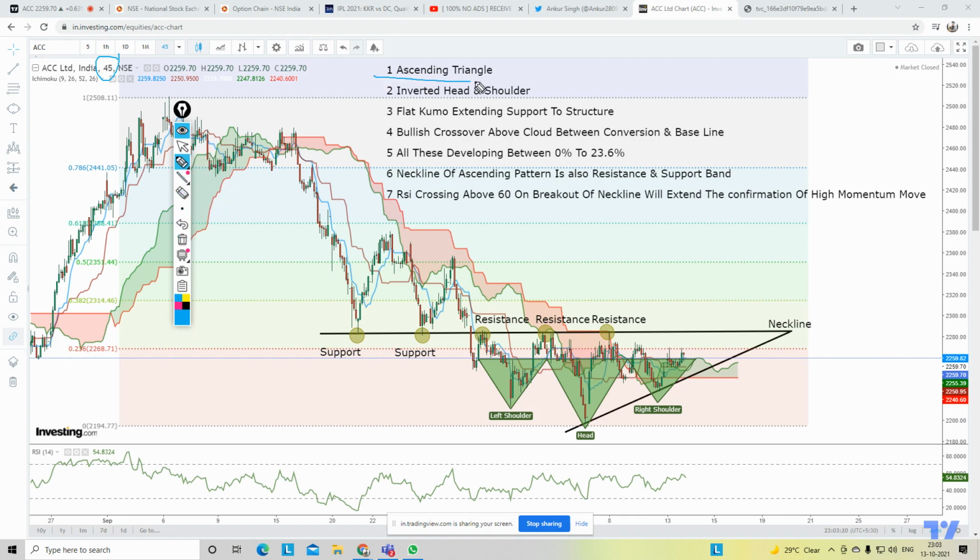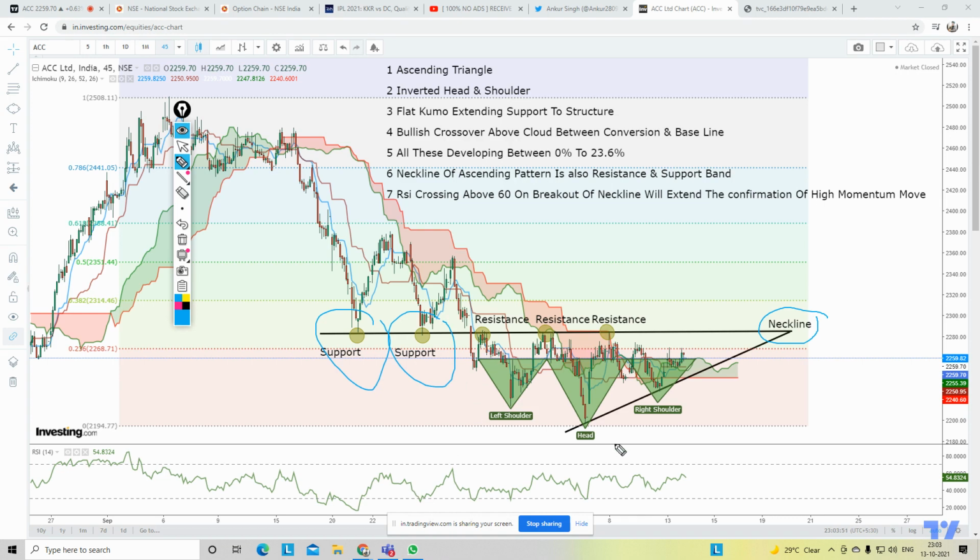point number one, ascending triangle. So this is ascending triangle. This kind of a chart pattern is called ascending triangle. And interestingly, the neckline is a support come resistance band. Correct? This neckline of the ascending triangle pattern is a support come resistance band. Previously, it tested twice the same band, so it formed a double bottom.